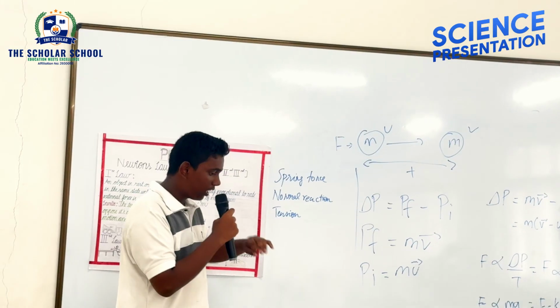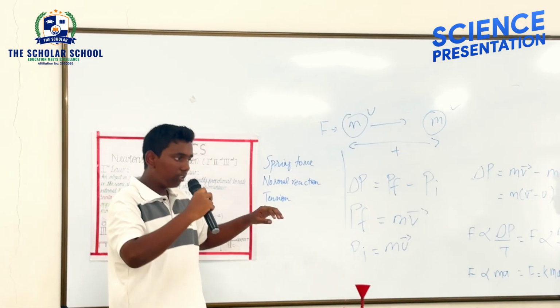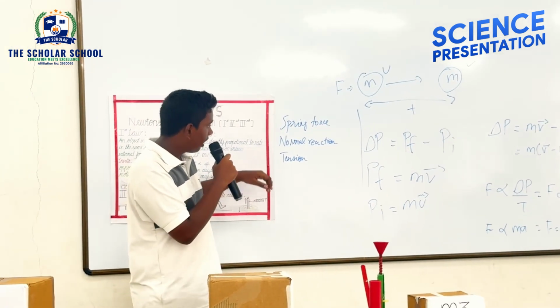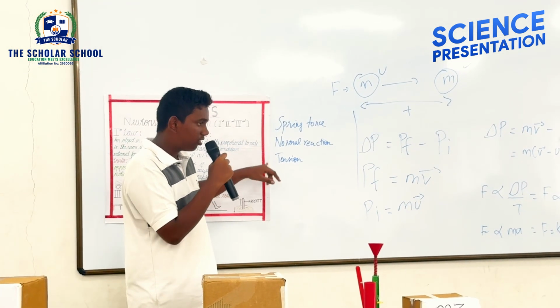And tension: if you take a string and pull it on both sides, it creates a stiffness. So tension can be defined as the stiffness in a stretched string.